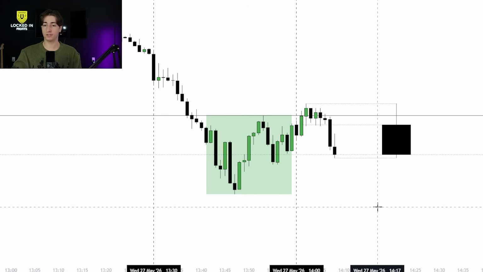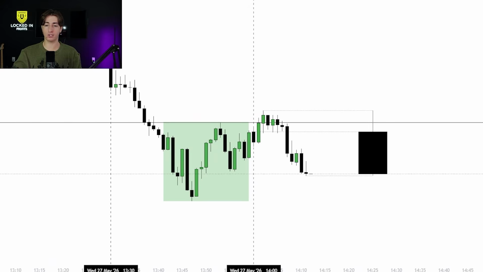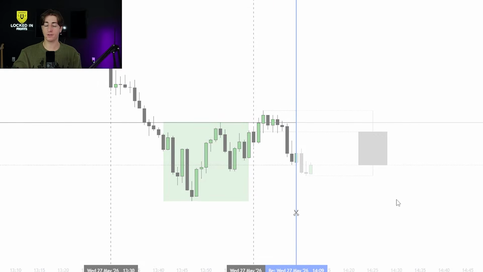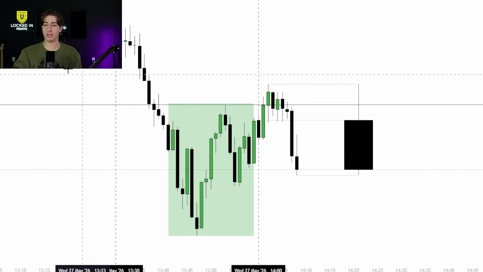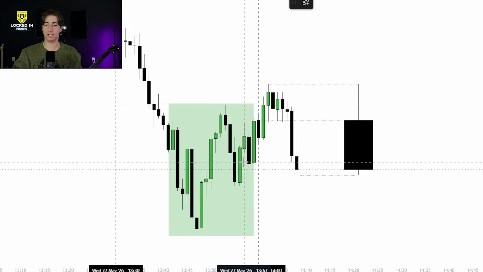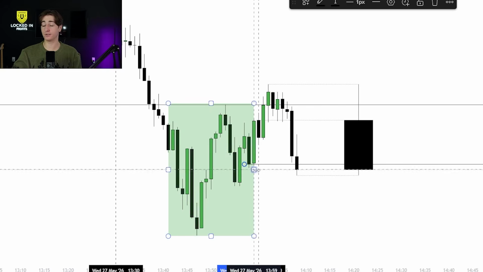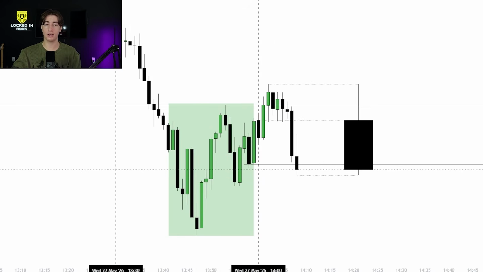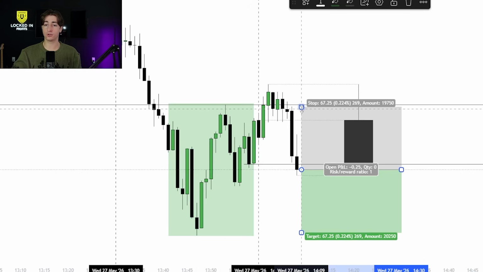All we're doing is waiting for some sort of entry confirmation, okay? So right here, we get that. This right here would be considered a change in the state of delivery. You could also consider it a break of structure if that's what you trade. Anyways, we have our entry confirmation, which is literally just a candle body closure below the opening price of the start of that leg to the upside. We're going to go short here.